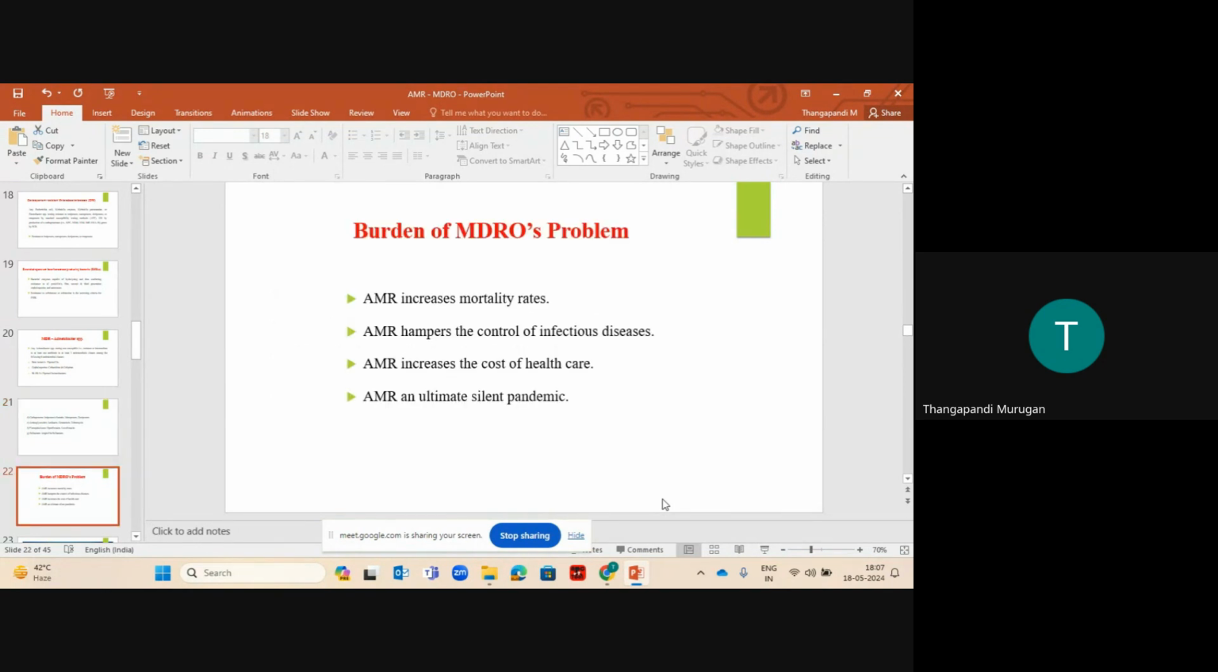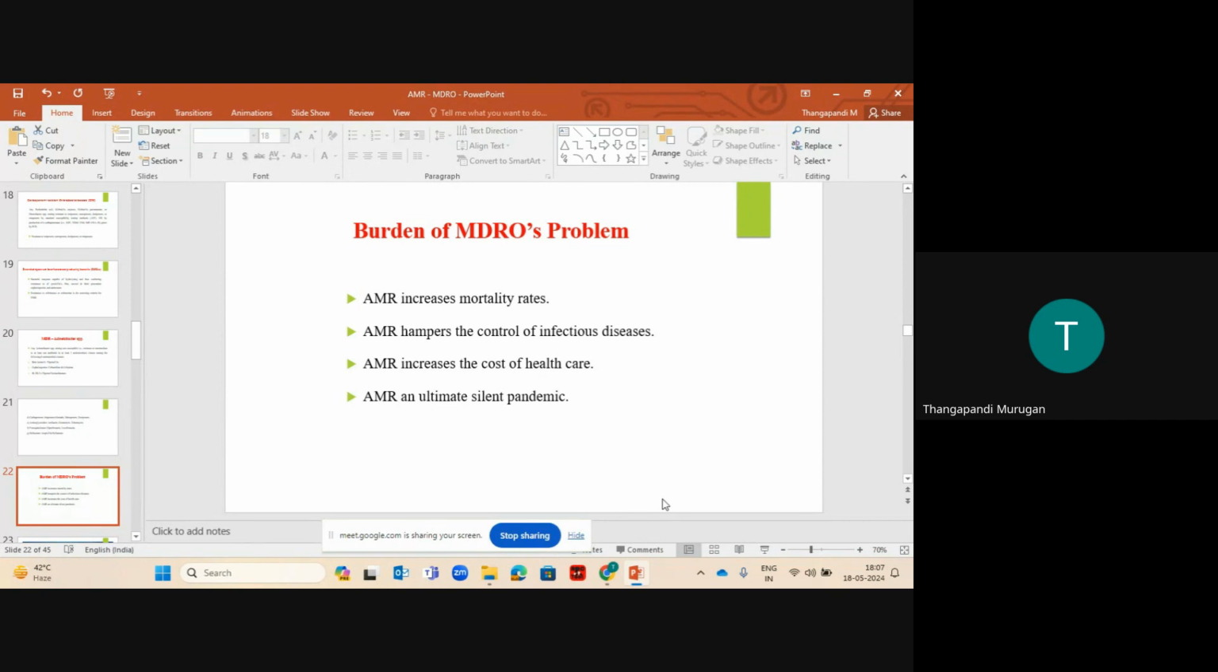So, the burden of MDRO. I have mentioned that the patient has a financial burden, and the length of stay will increase. But apart from those, antibiotics are the only thing where, if you are treating one patient with an antibiotic, it won't always be available for treating another patient, because resistance mechanisms will develop all over. If it is not used in a proper way, resistance will develop very fast, and it hampers the control of infectious disease.